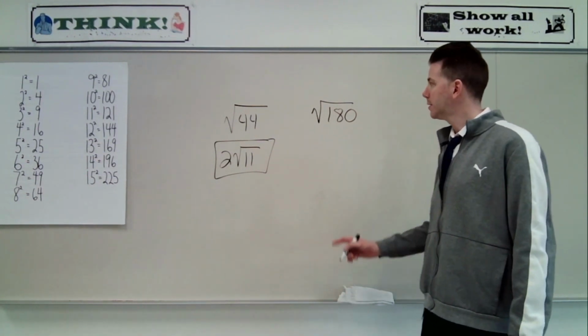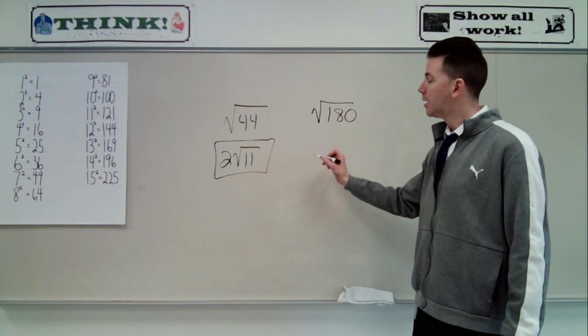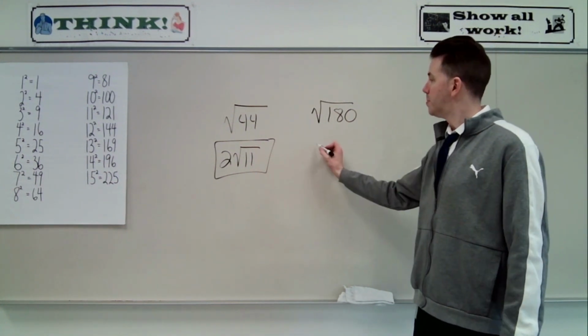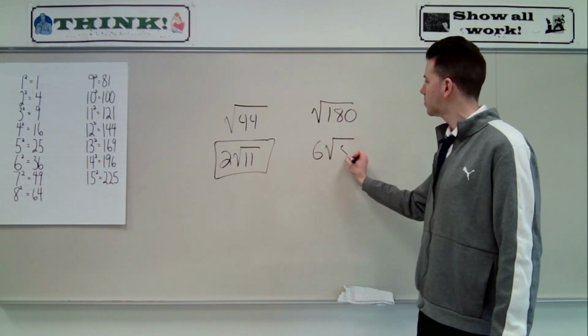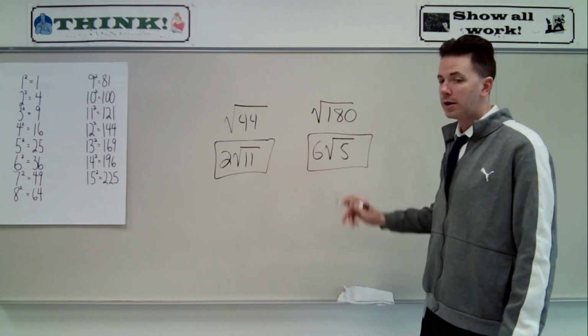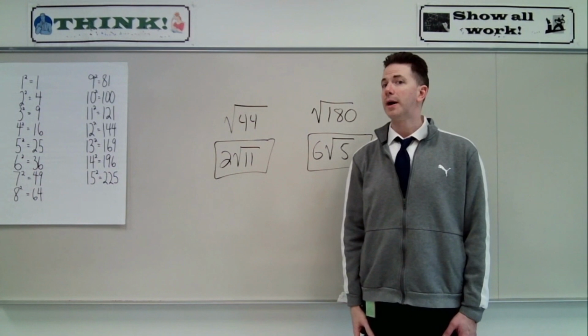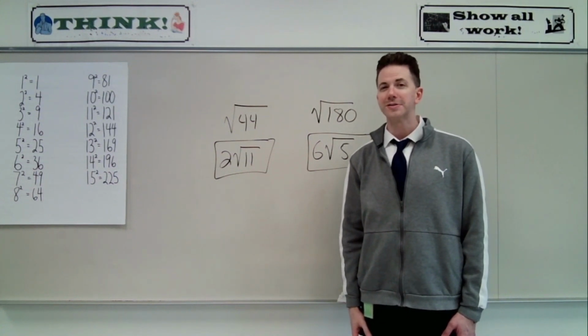Okay, thanks for rejoining. The square root of 180, there are multiple ways of doing it. This will simplify to 6 square roots of 5. So if you were confused about simplifying radicals, I hope you find yourself in the right place.